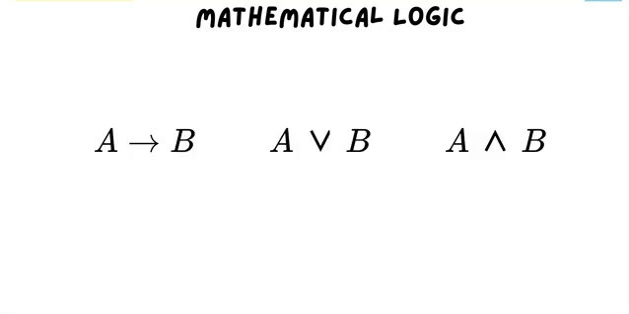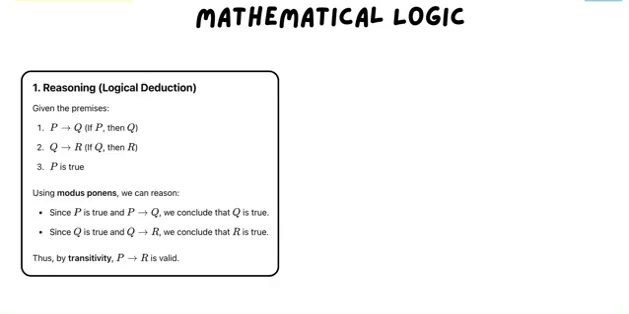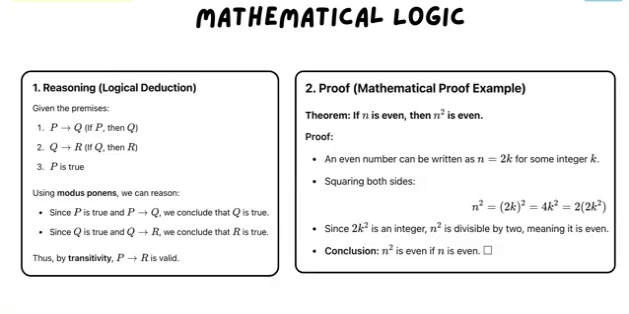Then we have mathematical logic. Mathematical logic is the branch of mathematics that studies the foundations of reasoning, proof, and truth using formal systems. It's like the rule book for how math works, writing arguments down to symbols and structures to make them airtight.